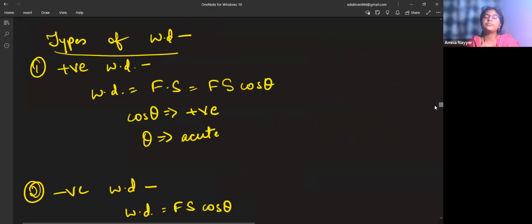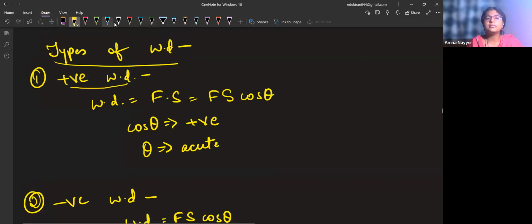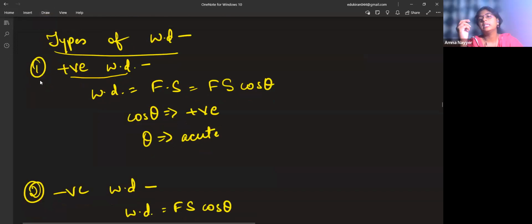Now the types of work done. See, depending upon the angle, we'll get different types of work done. The first type is positive work done. Positive work done means the direction of force and displacement are in the same direction. This means your cos theta is positive. That is an acute angle, which means less than 90 degrees.